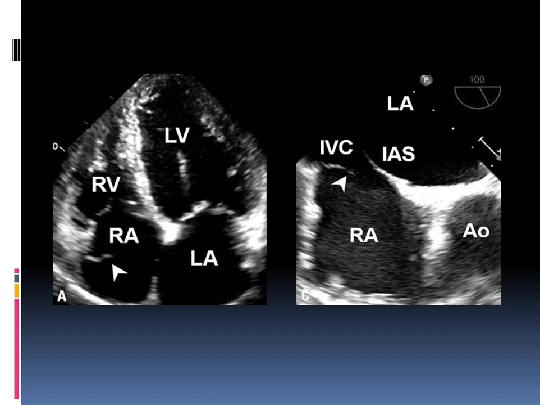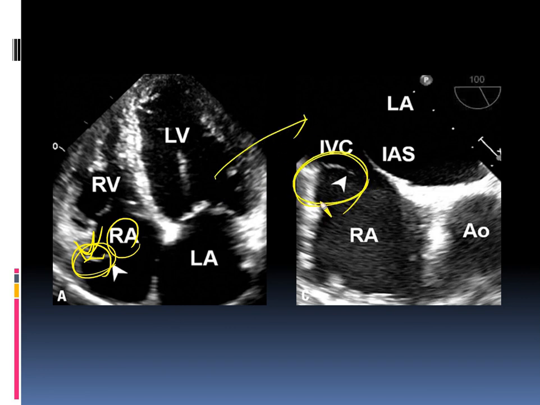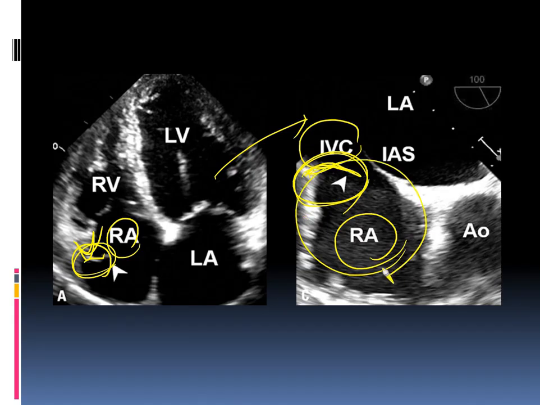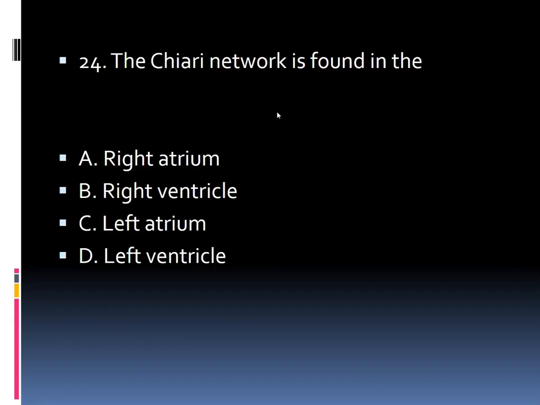The structure you see here is the eustachian valve. Inside the right atrium, you can see substances displaying echoes like this. If you perform a transesophageal echocardiogram, you can observe this structure in more detail. This structure is observed at the point where the inferior vena cava enters the right atrium. If you see this kind of shape in the right atrium, you can consider it to be related to the eustachian valve. Next is the Chiari network.